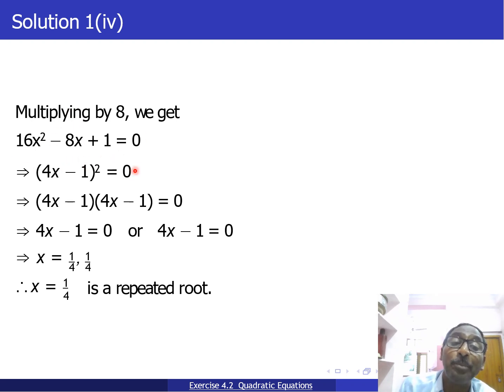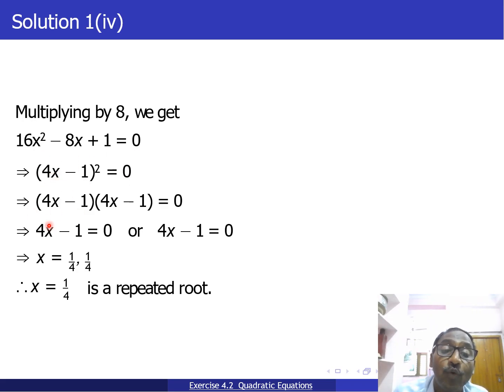So you can apply the a minus b whole square formula, a square minus 2ab plus b square. Here a is 4x: 4x whole square minus 2 times 4x into 1 plus 1 square. That means 4x minus 1 whole square. What we are getting? 4x minus 1 whole square equals 0.